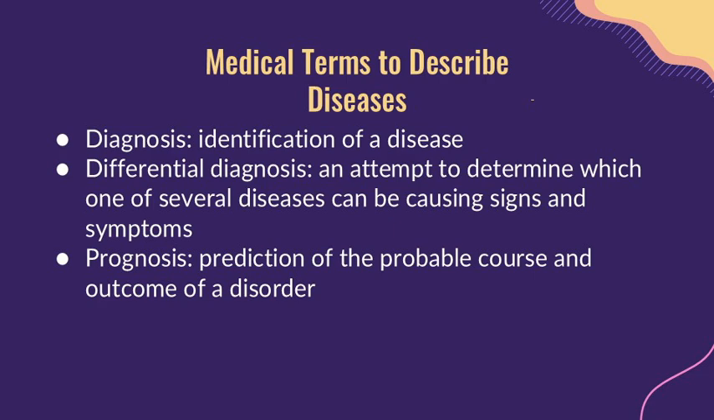What's going to happen? Pretty much. Yeah. For athletes, that prognosis is key for planning their recovery and return to play. Okay, so diagnosis is what it is, differential is what else it could be, and prognosis is what's likely to happen down the road. Got it.